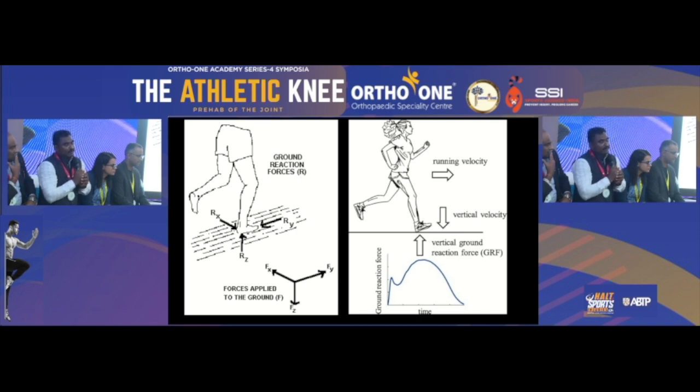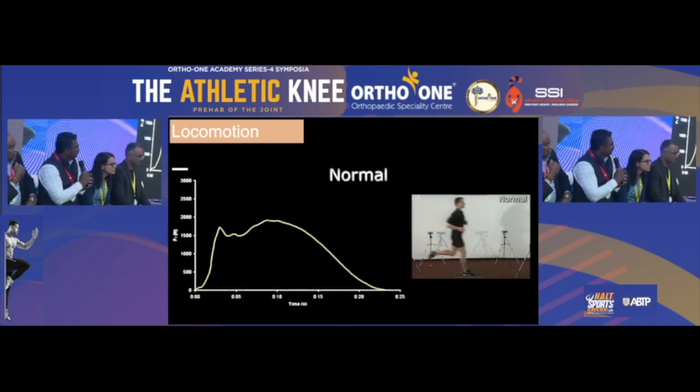Apart from this, in the case of running, the athletes apply not only vertical force, but also anterior-posterior force. Anterior-posterior force is one-third of the force the athletes apply with regard to vertical. Next, please. So we use force plates to measure.